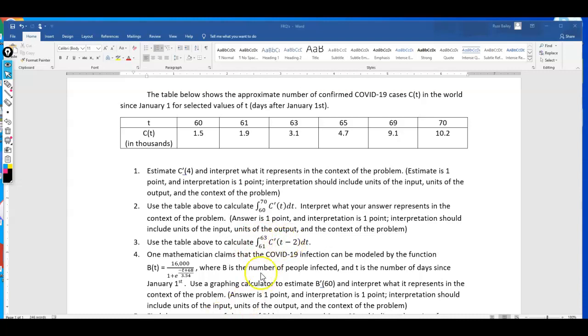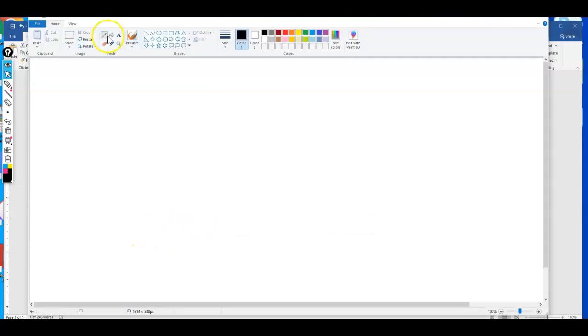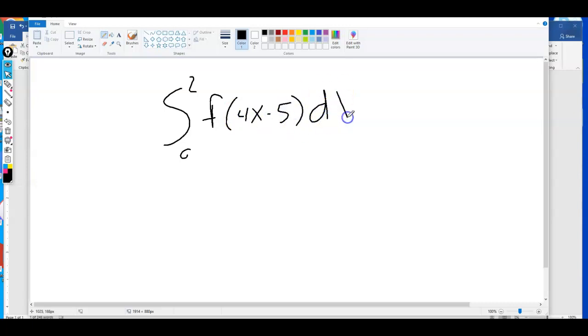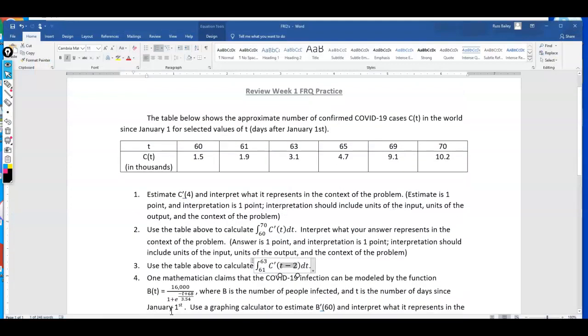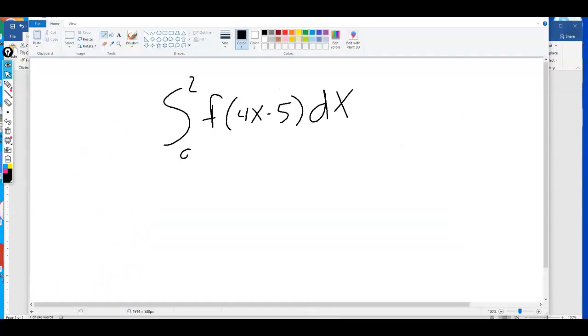This is a weird one because you'll notice that they've changed the inside a little bit. For this particular problem, I'm not going to do an entire problem, but I'll get you started. Suppose I'd given you something like this. What we want to do is get rid of this inside function here, the 4x minus 5, and make it just a t so we can handle it the same way that we did number 2. That's the basic idea.